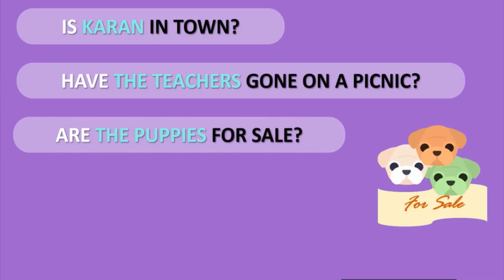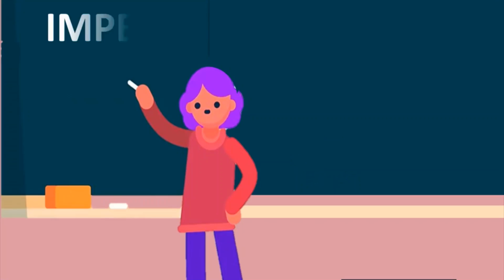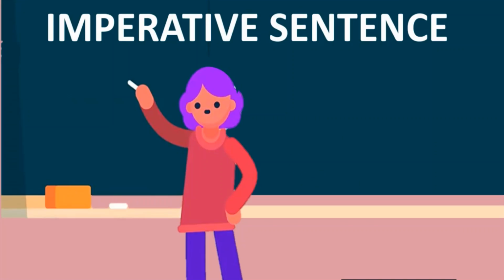The next one, are the puppies for sale? So again here the helping verb is are and it is followed by the subject, which is the puppies. Have the guests arrived? Here again have is the helping verb and it is followed by the subject, that is the guests. So we have also seen the interrogative sentences. Now we come to the imperative sentence.